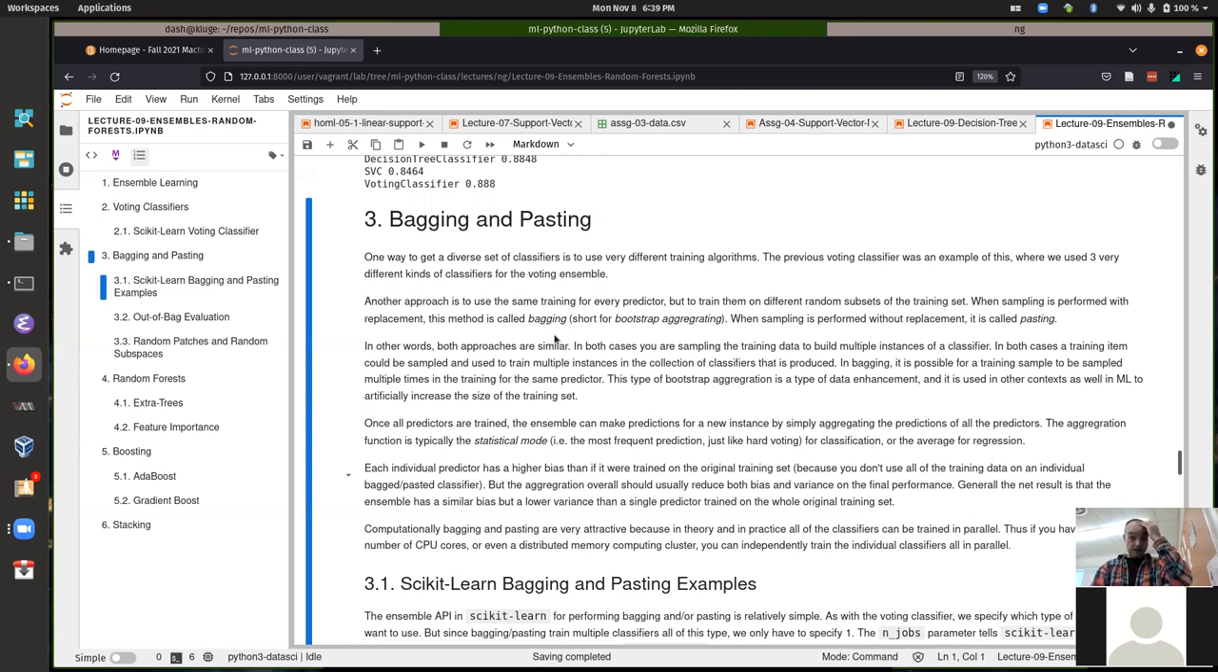Bootstrap aggregating, right? A fancy way of saying that we're just going to sample a subset of the data to train classifiers of the same type. Using bootstrapping, it is possible for training samples to be sampled multiple times to train predictors, the same predictor or different predictors, right?